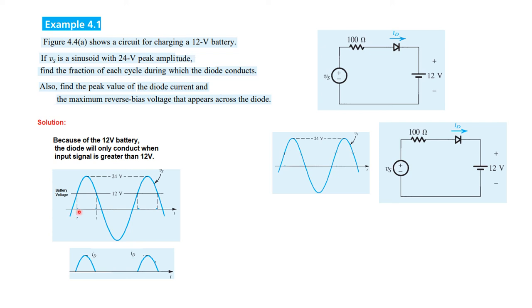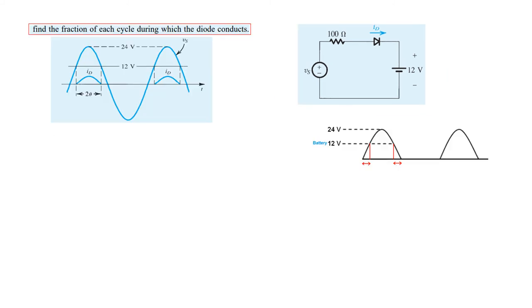Now, we have to find this duration in terms of an angle when the diode is conducting between this range. Now, again, this I have drawn separately to show that we find these two ranges and then we can calculate this. So let's see first of all that. The signal in this case is 24 sine theta. So this is the 24 volt maximum, and I'm assuming that this is a sine signal. So the signal will be called 24 sine theta.